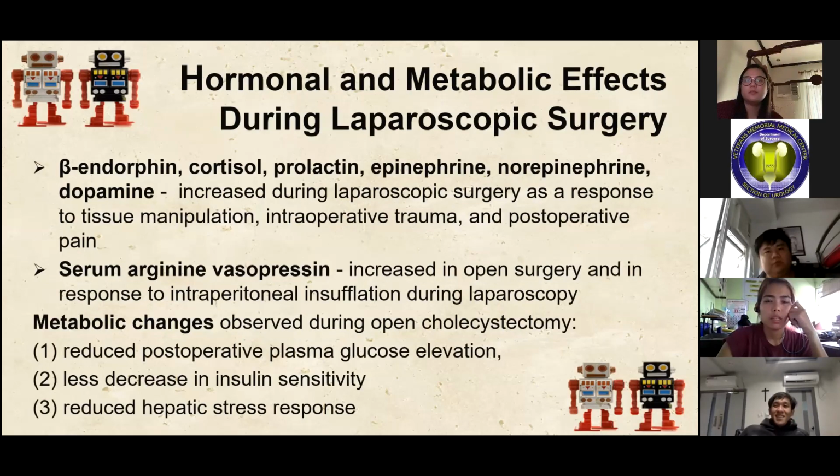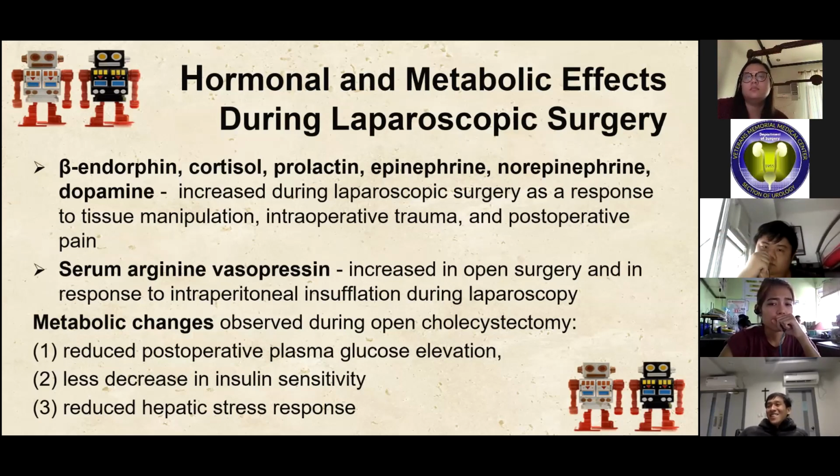We have hormonal and metabolic effects during laparoscopic surgery. Beta-endorphin, cortisol, prolactin, epinephrine, and dopamine are increased during laparoscopic surgery as a response to tissue manipulation, intraoperative trauma, and post-operative pain. Serum arginine vasopressin is also increased in open surgery and in response to intraperitoneal laparoscopy.